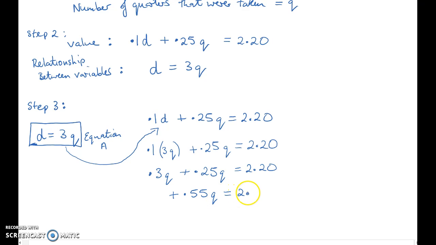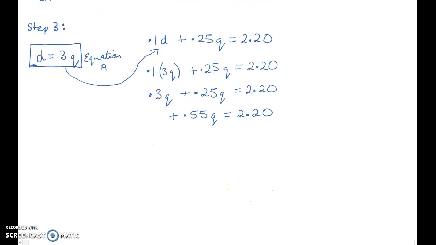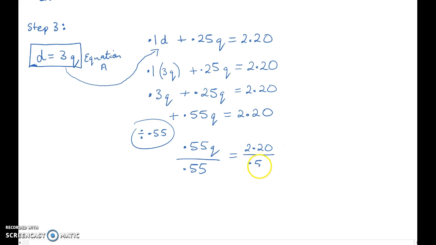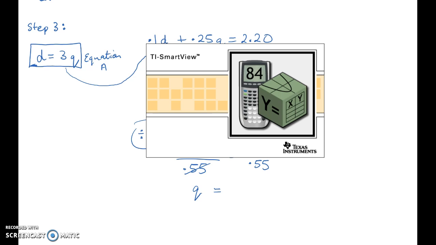0.55Q is equal to 2.20. And if we want to find out what Q is, we need to divide both sides by 0.55. So we're going to have 0.55Q over 0.55, and here we're going to have 2.20 divided by 0.55. 0.55 on the left hand side will cancel, giving me Q. Now, the easiest way to do this is probably just to go straight to your calculator. 2.2 divided by 0.55.